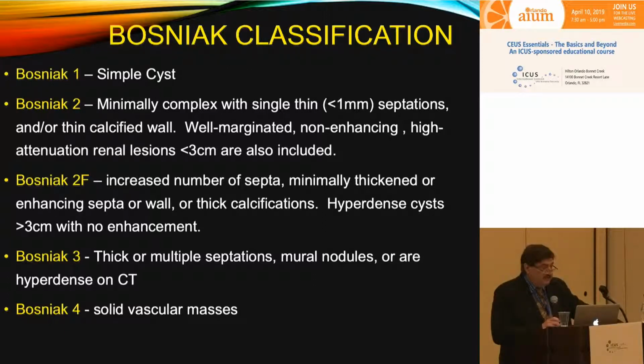Bosniak 1 is a simple cyst. Bosniak 2, minimally complex with single, thin, less than 1 millimeter septations and or thin calcified wall, well marginated, non-enhancing, high attenuation. Renal lesions less than 3 centimeters are also included. Bosniak 2F, increased number of septa, minimally thickened or enhanced septa or walls or thick calcifications, hyperdense cysts greater than 3 centimeters with no enhancement. Bosniak 3, thick or multiple septations, mural nodules, and or hyperdense on CT, and Bosniak 4, solid vascular masses.